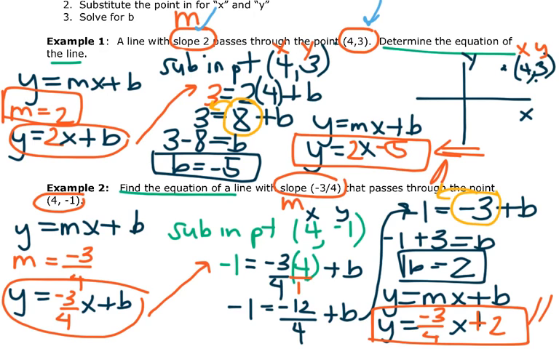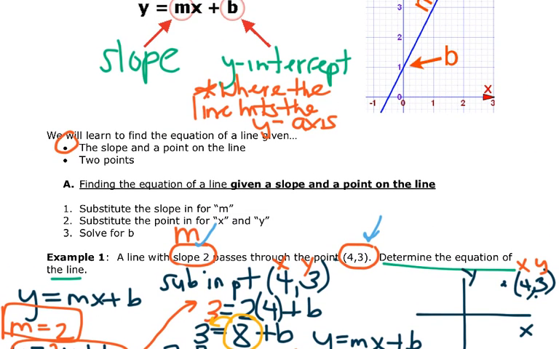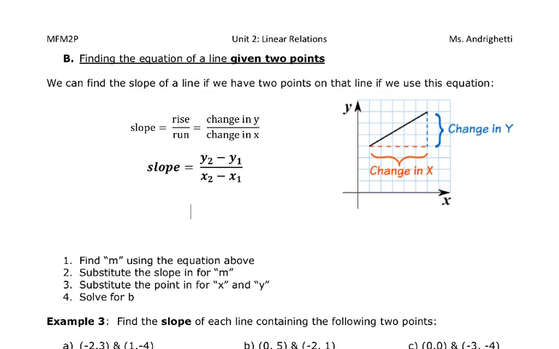Okay. So back up to our checklist for what we're doing. We are learning to find the equation of a line given the slope and a point. Done. And now the second one, which is we're going to find the equation of a line just from 2 points. No problemo. Let's go to the next page.